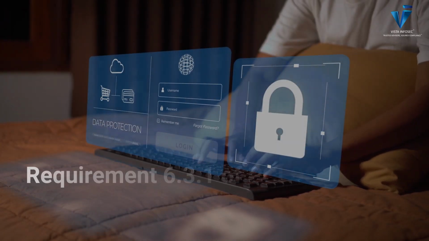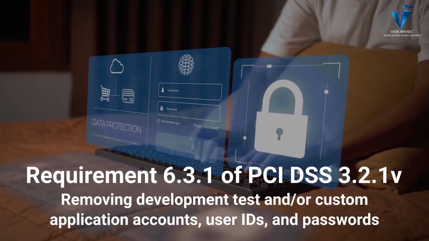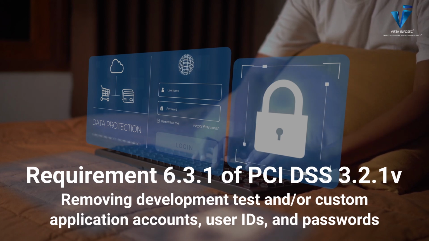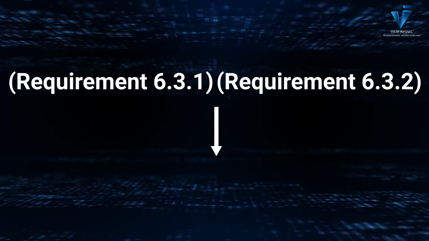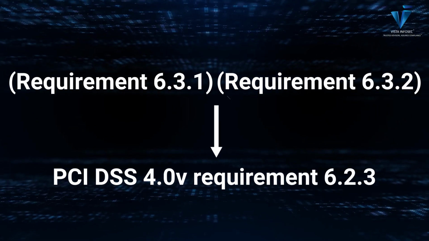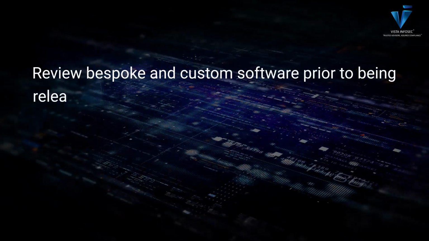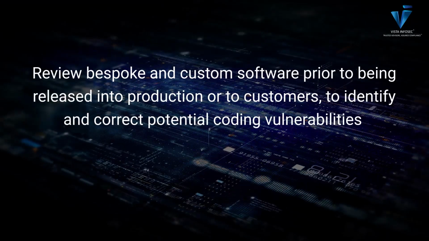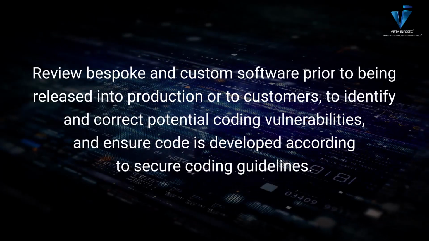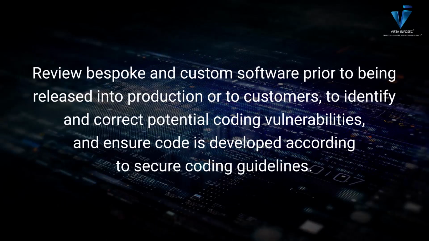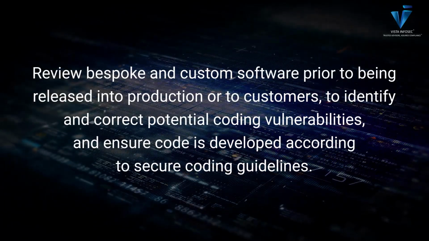Now requirement 6.3.1 of PCI DSS 3.2.1 spoke about removing development, test and/or custom application accounts, user IDs and passwords before the application becomes active or is released to the customers. Now both this requirement 6.3.1 and 6.3.2 are covered under PCI DSS 6.2.3 in version 4. And here it is written as: review bespoke and custom software prior to being released into production or to customers to identify and correct potential coding vulnerabilities and to ensure code is developed according to secure coding guidelines. These requirements also talk about code reviews that are required to identify both existing and emerging software vulnerabilities and to ensure appropriate corrections are implemented prior to release.